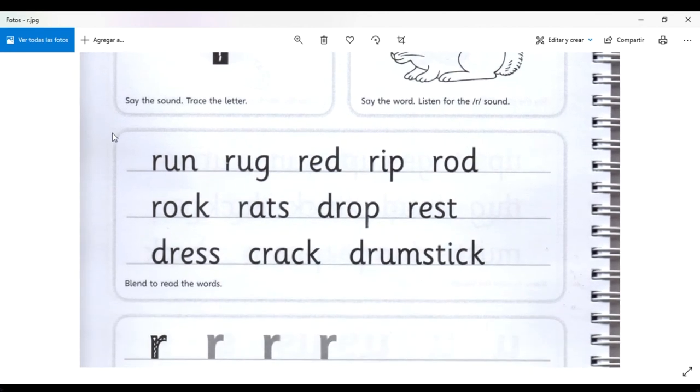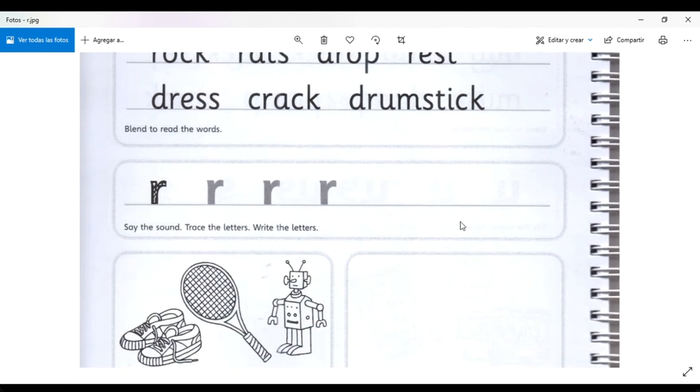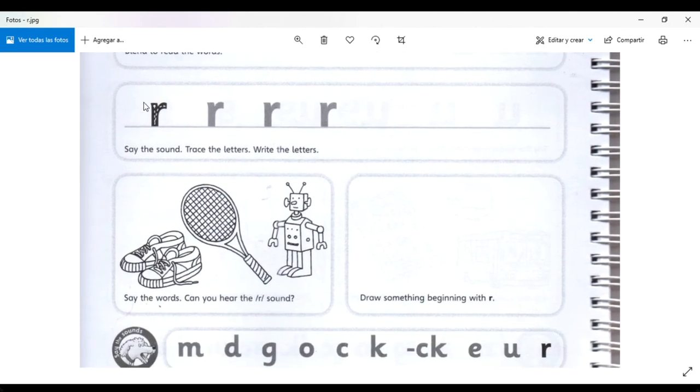I love this part, blending. If you blend, you will learn to read the word. For example, let's take this one. Run. Or let's do this one. Rest. Okay, to rest is to, for example, go to bed and take a rest. Descansar un poco, okay? You have many words to blend. Then you will trace and say the sound. Like a dog, remember, like an angry dog growling.